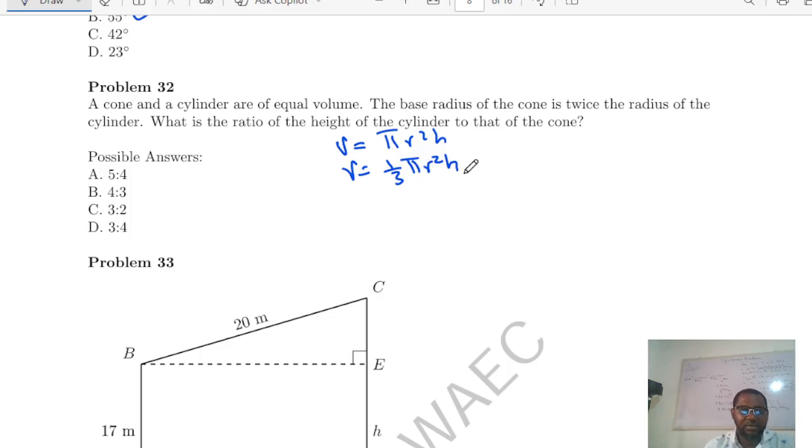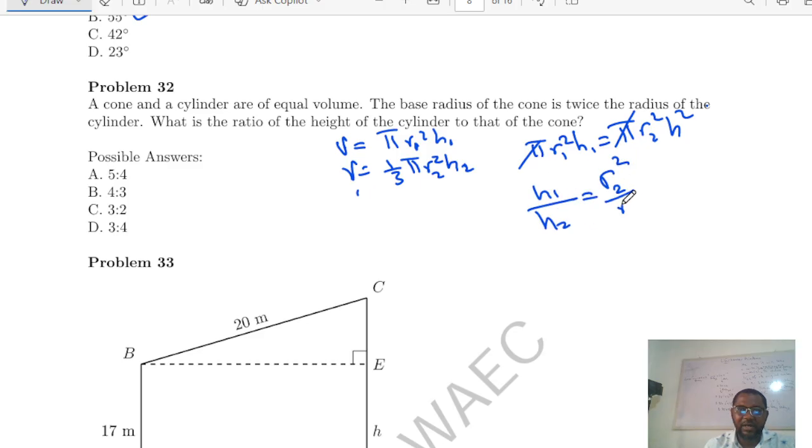Yes. So let me call here R1 and call here R2, 1 representing the cylinder and 2 representing the cone. So I'll call here H1, H2. So these volumes are the same. So I'm going to say pi R1 squared H1 is equal to pi R2 squared H2. Pi cancels out pi. And since I'm asked to find the ratio of H1 to H2, the height of the cylinder over the height of the cone is going to be R2 squared over R1 squared, which can also be written as R2 over R1 and all squared.